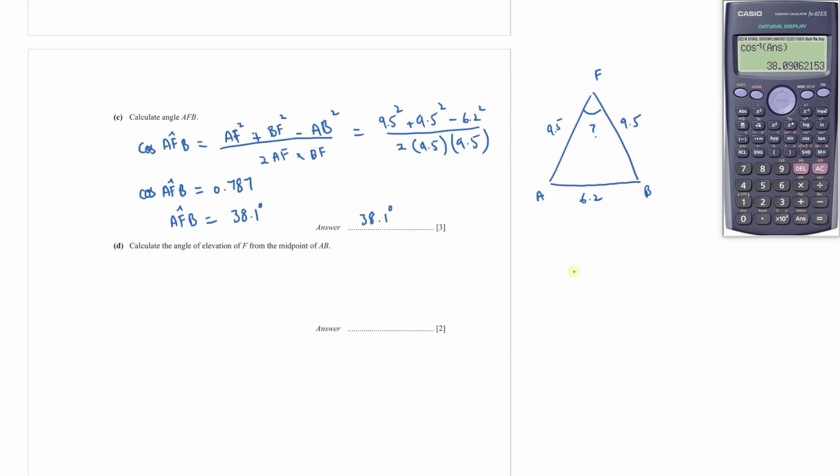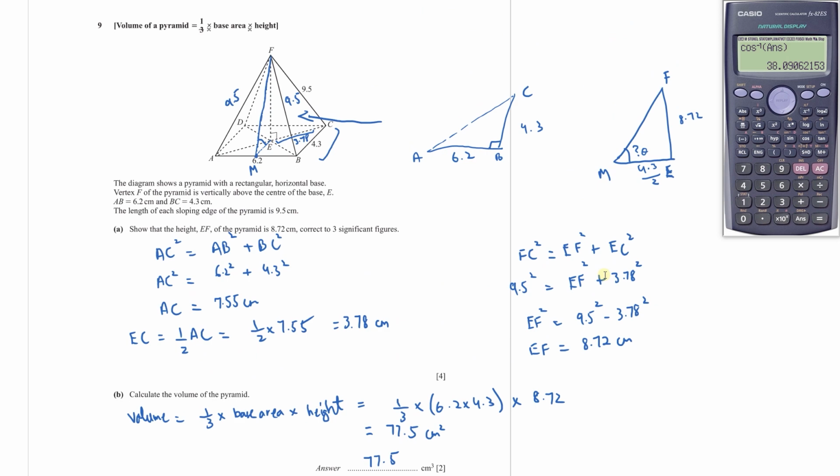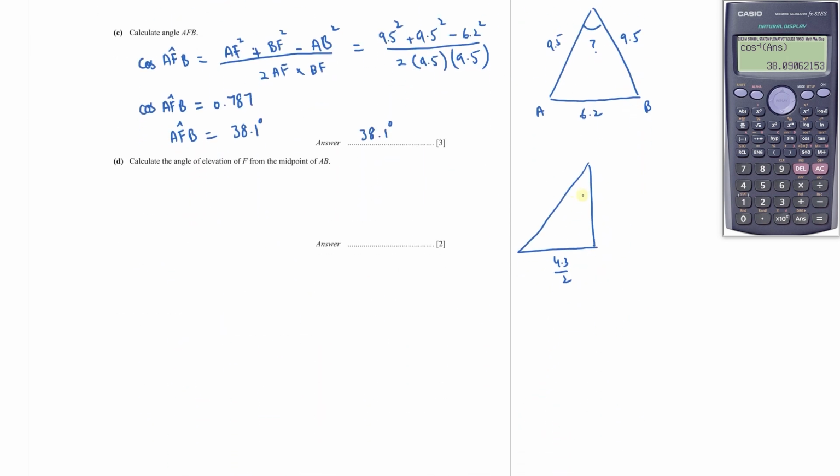So let me quickly draw this here as well. So this is 4.3 over 2. This is, the height was 8.72. 8.72. This was the midpoint. This is point E, sorry. And this is F. And this is the angle that we want to find. So tan of theta will be 8.72 divided by 4.3 divided by 2, which will be 2.15. So this is 2.15.